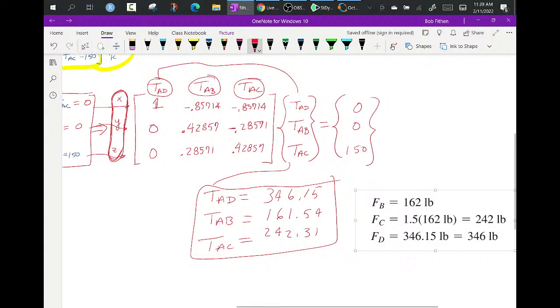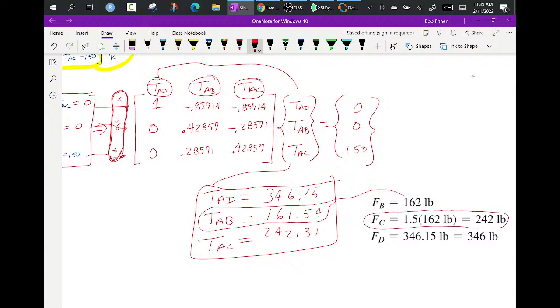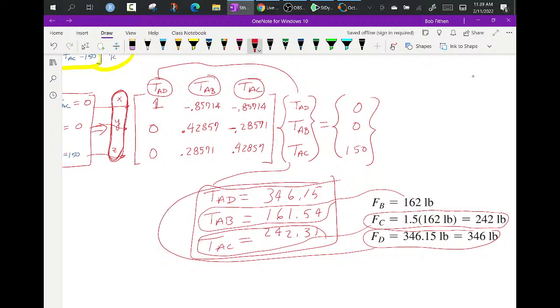So first of all, I still can change things. So FB, which is my 2AB, and then FC, my TAC, and FD, my TAD, ends up like that.